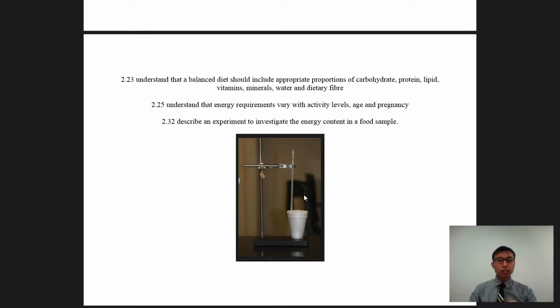So basically your equation would be ΔH = mcΔT: the mass of the water that you're heating up, the heat capacity of the water, and the temperature change which is caused by burning that sample of food. Alright, so this is your experiment that you need to know.